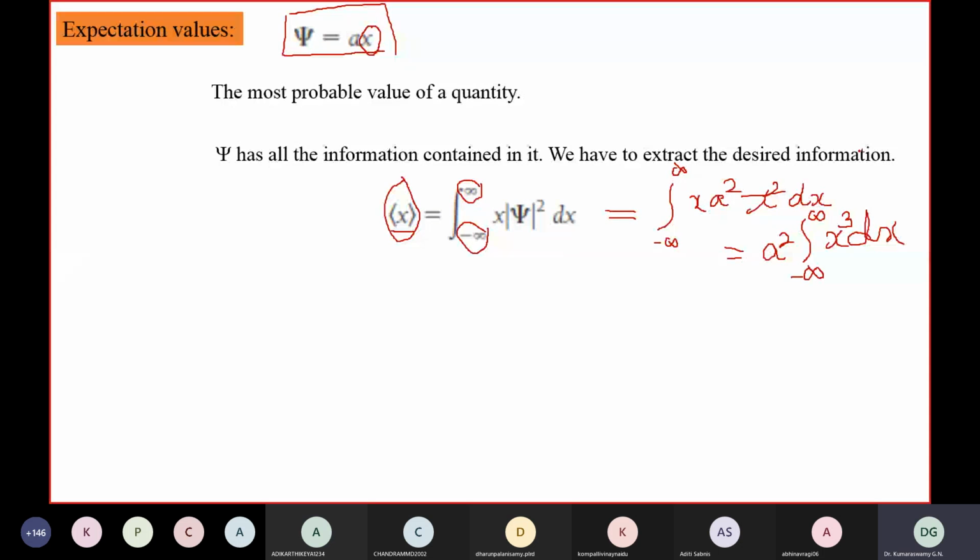Don't write this. You don't have to write this, it is not necessary. This one you write down, and this one you write down.